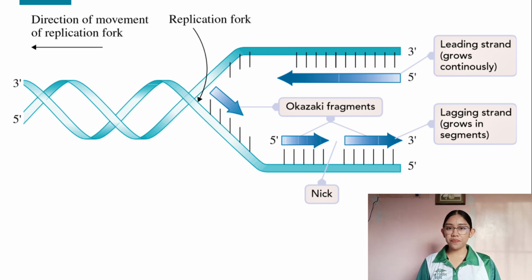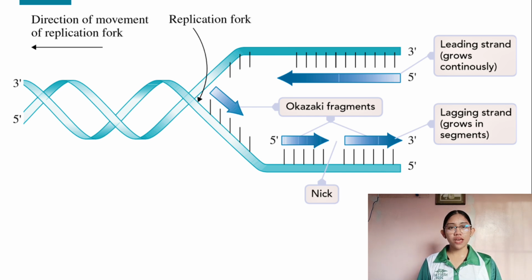As you can see in the picture, the leading strand, kanang strand nga nasa taas, it grows continuously because it goes in the 5' to 3' direction, which is also the direction that DNA polymerase takes when it is verifying base pairings. However, the lagging strand, kanang ubos sa leading strand, it grows in segments called Okazaki fragments.